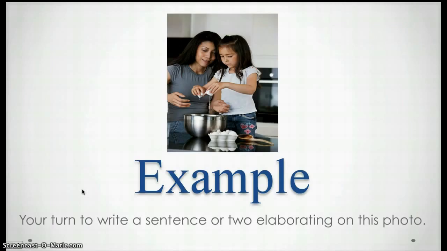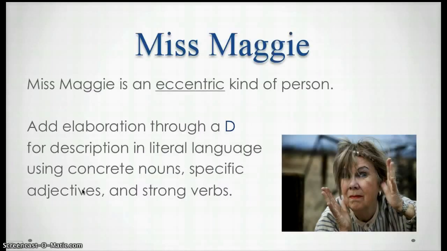Now it's your turn. Write a sentence or two elaborating on this photo. Give an example. Pause the video, and when you're finished, start it again. Hello again. Here's Miss Maggie.